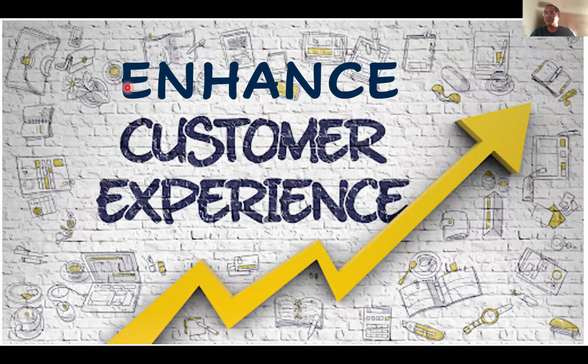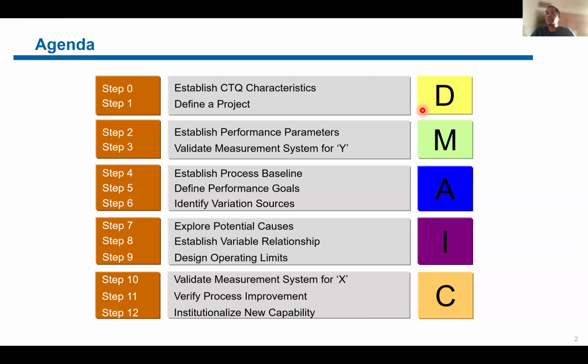If you can go to the next slide, please, sir. The agenda of my whole presentation, and today I'm only presenting step 0 and step 1, which is the define phase of the project. I'll be presenting the entire project in phases as we go forward. Today's agenda is only step 0 and step 1. I will be explaining how I established the CTQ characteristics, and also how I defined the project which I will be taking through as part of the DMAIC journey. Next slide, please, sir.